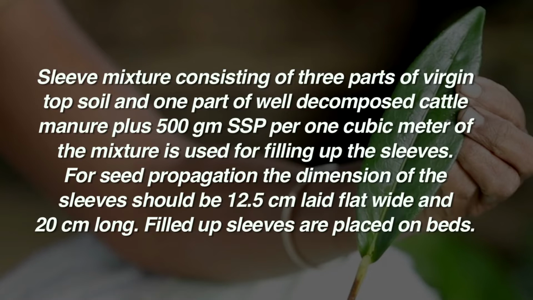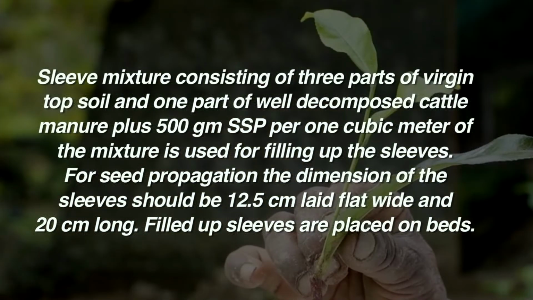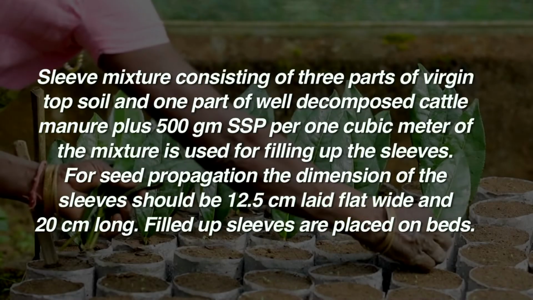So a slip mixture consisting of 3 parts of virgin topsoil and 1 part of well-decomposed cattle manure plus 50 grams of SSP per cubic meter of the mixture is used for filling up the slips. For seed propagation, the dimension of the slips should be 12.5 cm laid flat wide and 20 cm long. Filled up slips are placed on the beds.